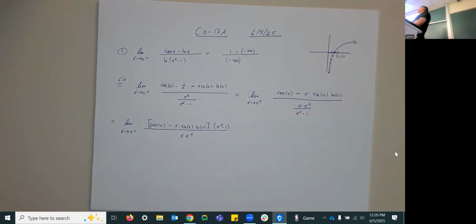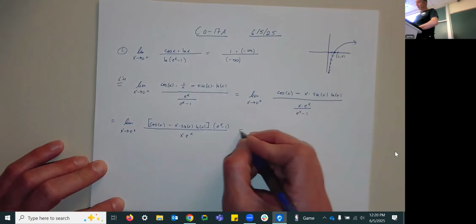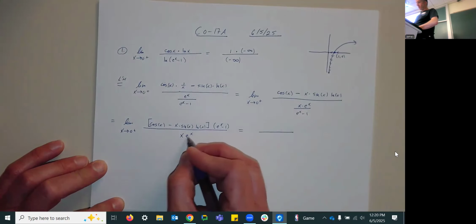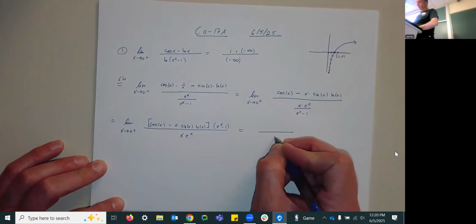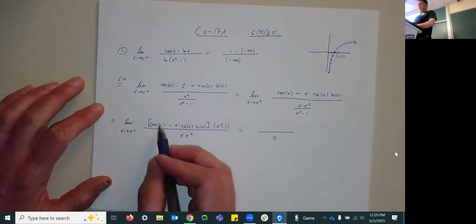And now I had to convince myself that I could still use L'Hopital's rule here. And that's actually more work than you might think. The bottom is certainly going to 0, right? If I plug in 0 on the denominator, I get 0 times e to the 0, which is just 0 times 1, which is 0. And the numerator, okay, yeah. So in the numerator, cosine of 0 is 1.